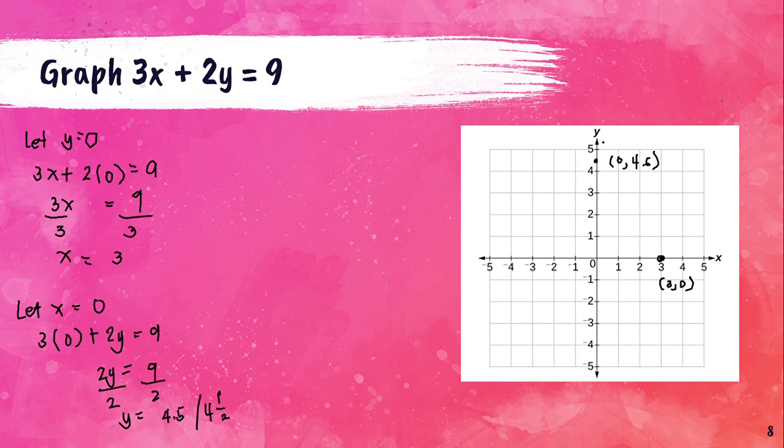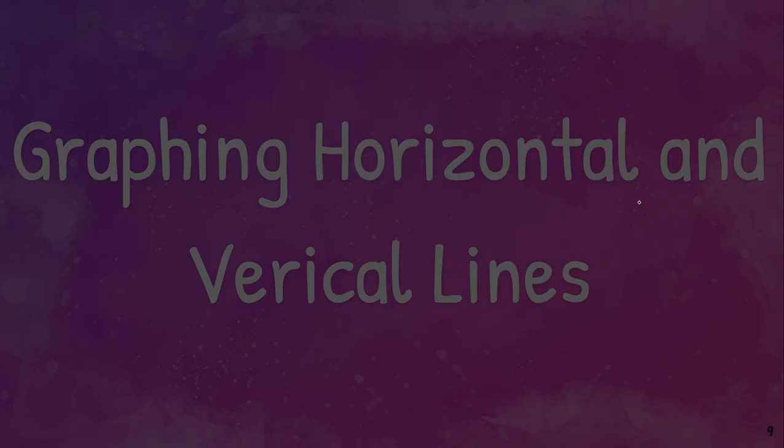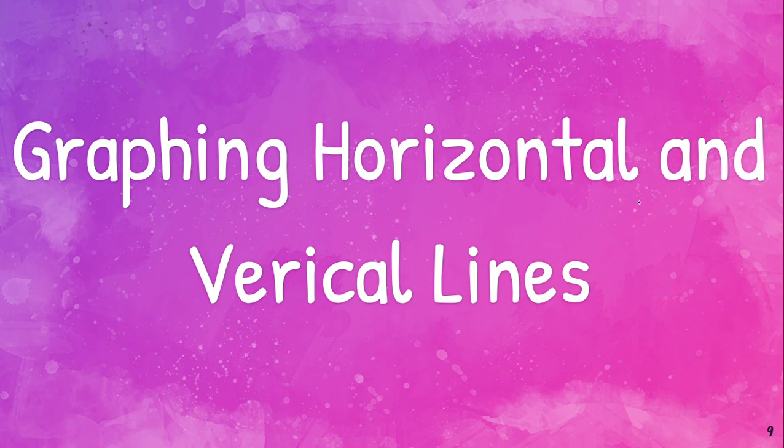And then after that, just draw a line that passes through those points. So again, when graphing, always remember that your line should end in an arrowhead, on both sides, okay? So that's it on how you're going to graph a linear equation using the intercept method. So we're going to move forward with graphing horizontal and vertical lines.